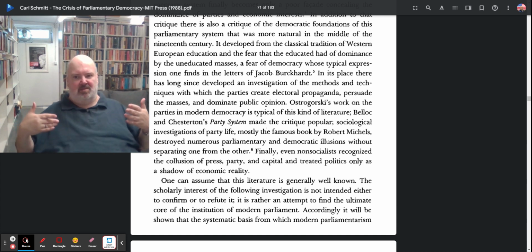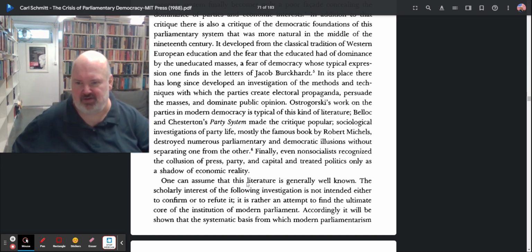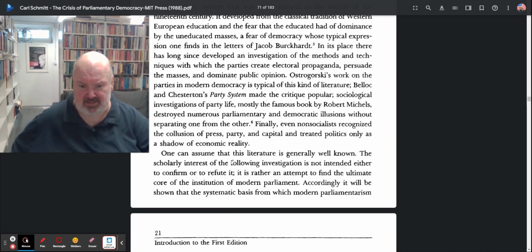The positivists and behavioralists of the interest group model look at it this way in this kind of situation. This is not even socialist. You can say the behavioralists, but also the rational choice people, the institutionalists, and these guys in political science all look at the collusion of these forces, press, party, and capital, and treated politics only as a shadow of economic reality. One can assume that this literature is generally well known.